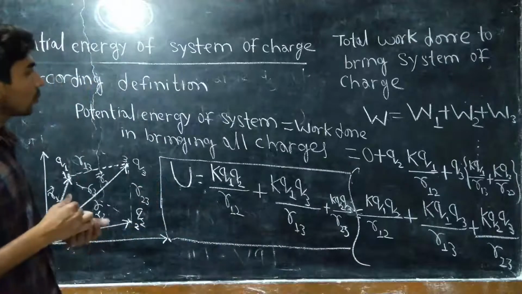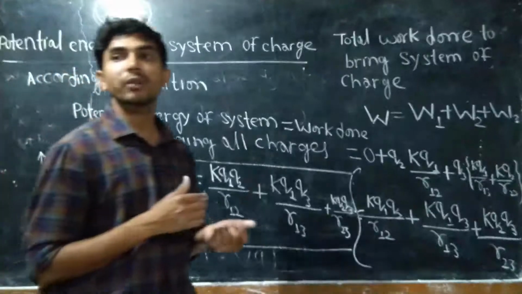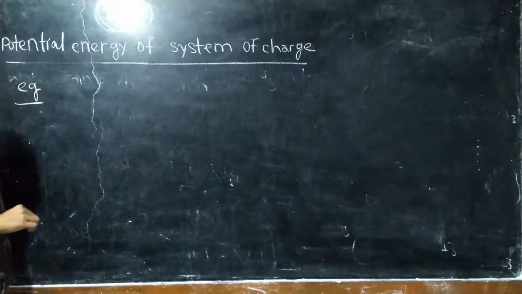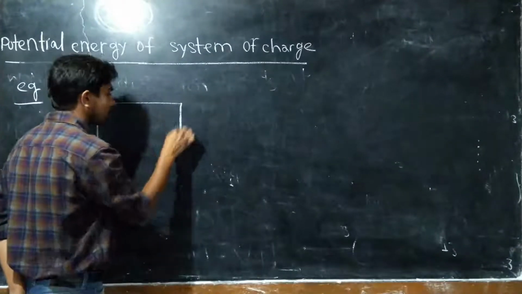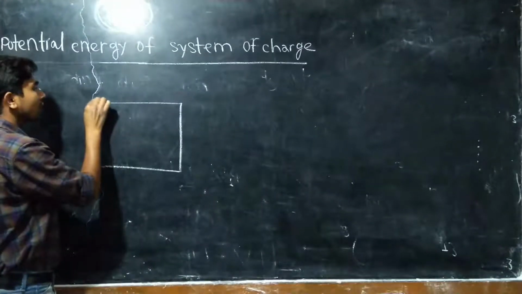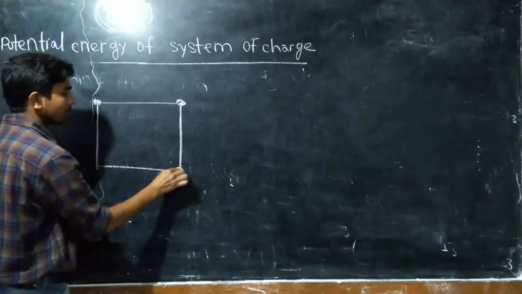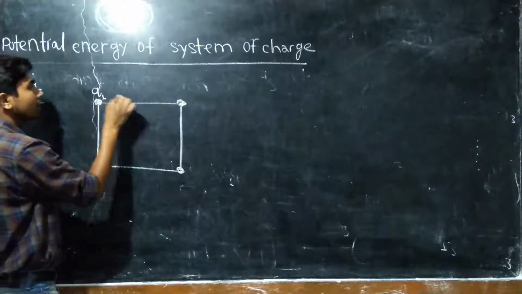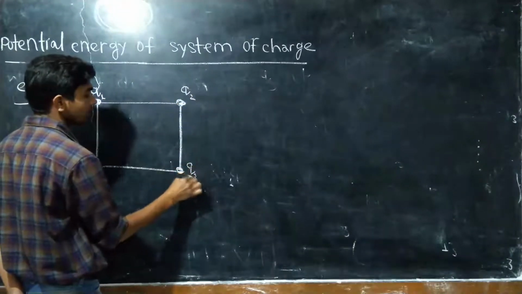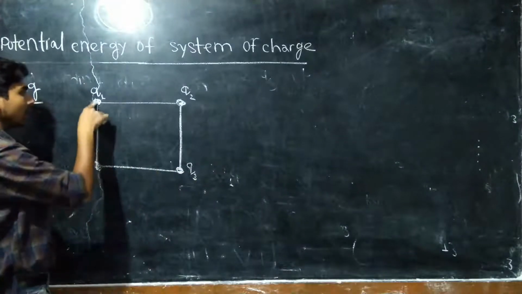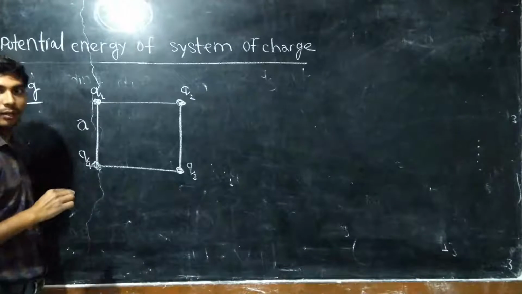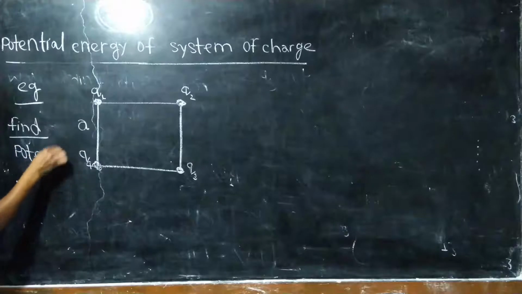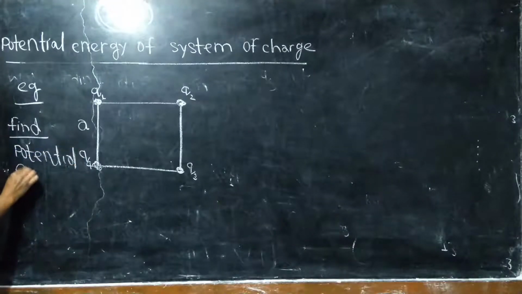Now I am going to take one example and calculate potential energy of a system. In that example, 4 charges are given at each corner of a square. This is 1, this is 2, this is 3. This is your Q1, this is your Q2, this is your Q3, Q4, and side length is given A. Question: find potential energy of system.